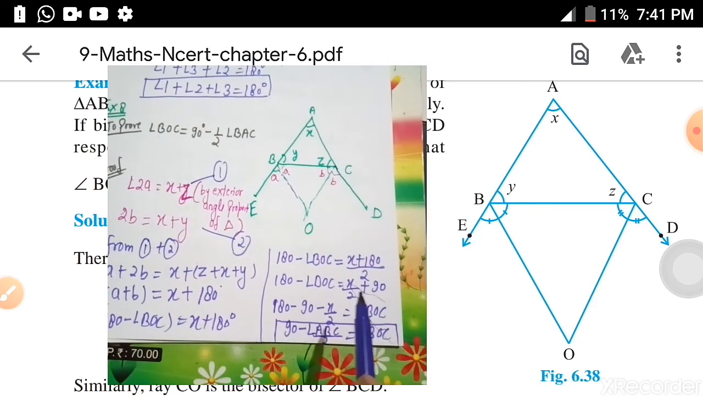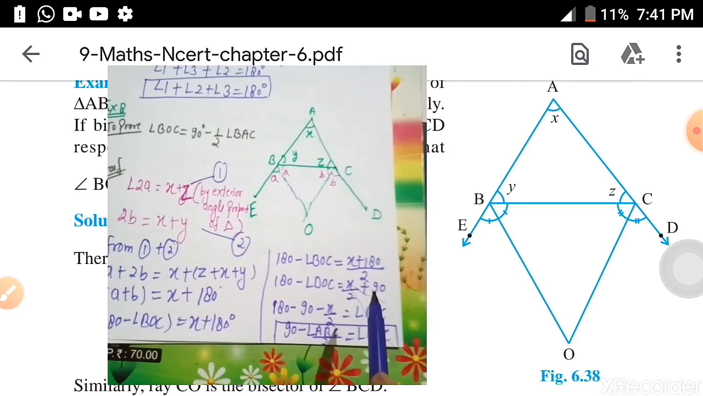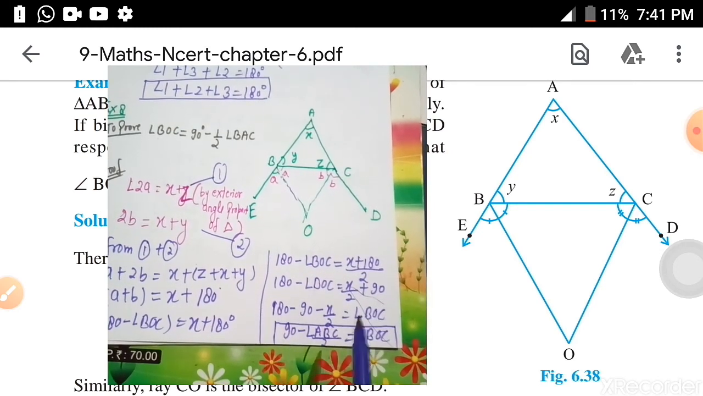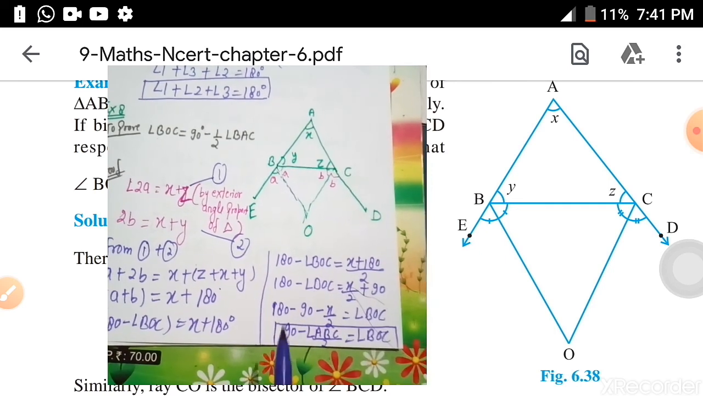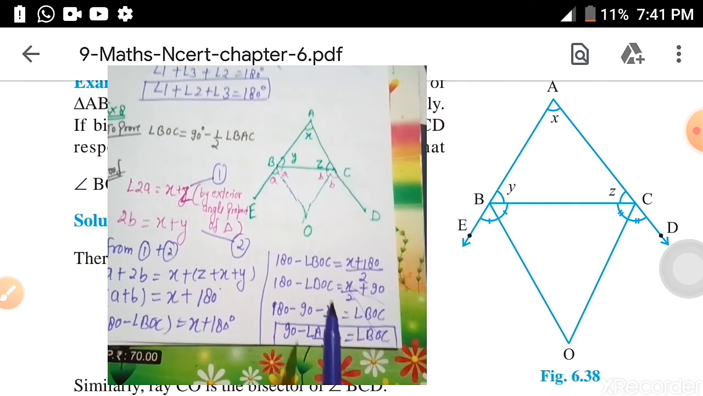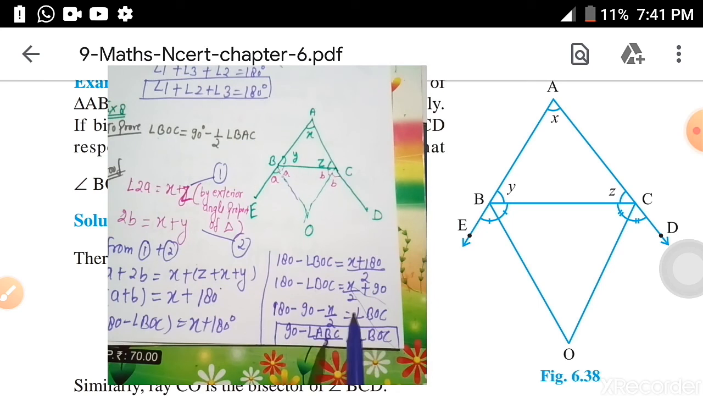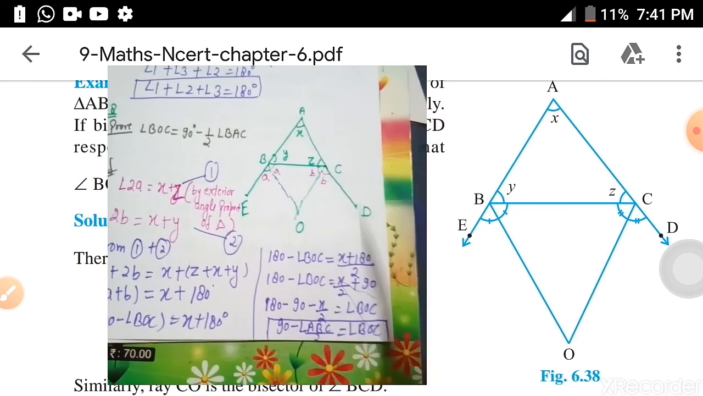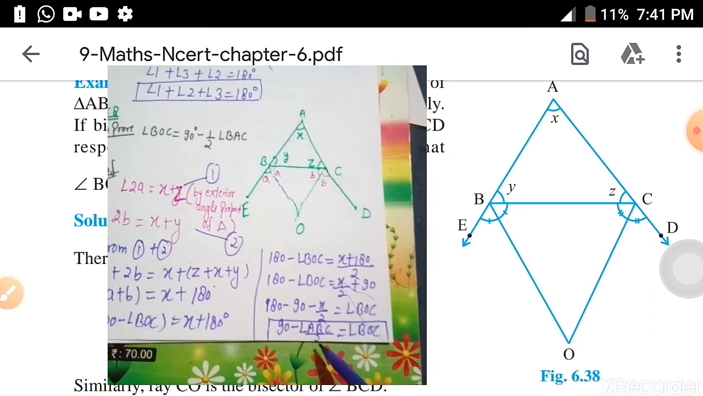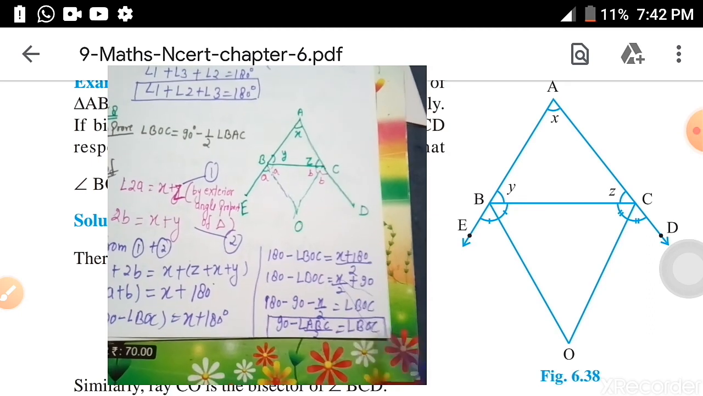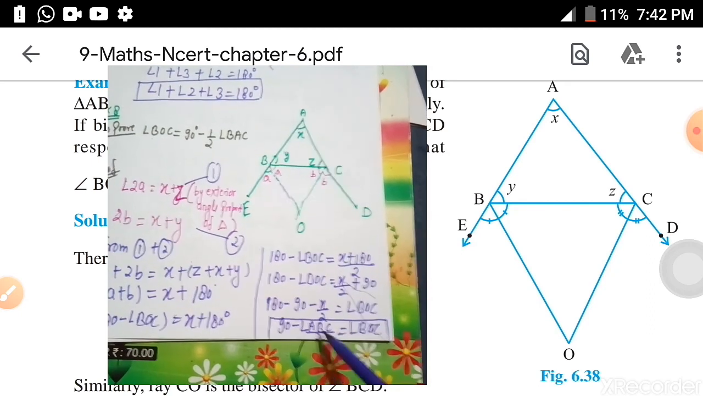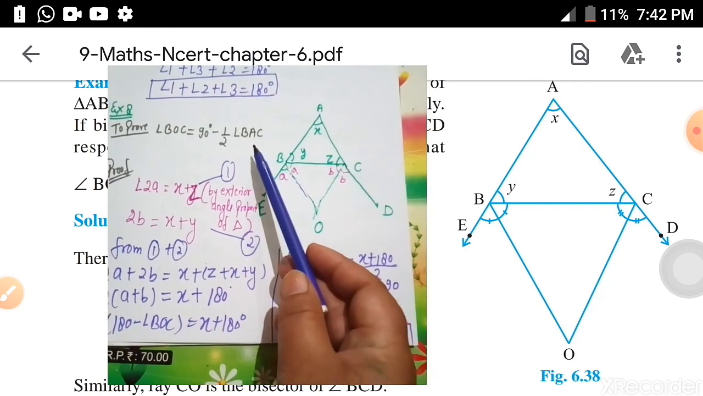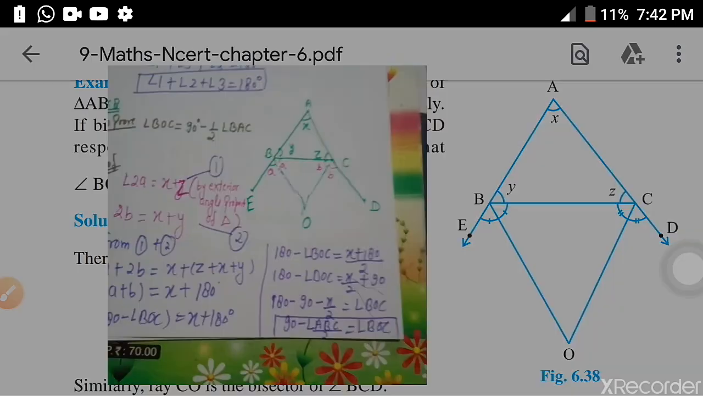Now we move X by 2 and 90 degrees to one side and BOC to the other, and BOC becomes positive. So 180 minus 90 equals 90 minus X by 2. In place of X we can write ABC. So I have written ABC upon 2 equal to BOC. This is what we had to prove: angle BOC is equal to 90 minus ABC upon 2. Okay, now move to the next part.